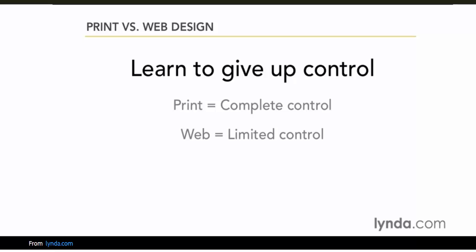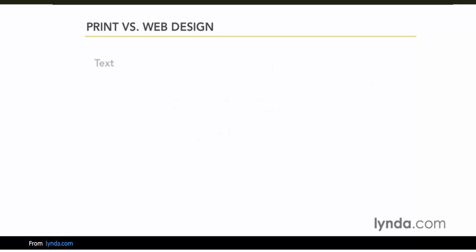So we have to learn the differences between print and web to make designing for the web easier. Let's take a look at some categories so we can learn the differences between designing for print and the web. The first one up is text.